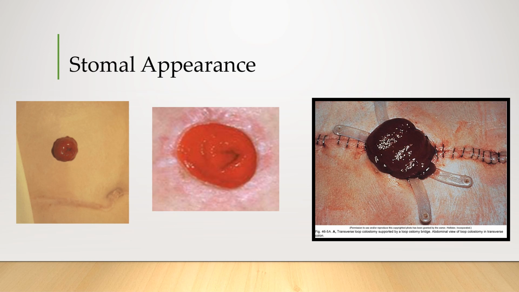Stomas can come in many different shapes and sizes depending on the patient's anatomy and where the stoma is located. Some stomas are flush with the skin and some protrude out of the skin. Despite all of these differences, there are some things that should never be different, and that would be the color. Stomas should always be a dark pink to beefy red and should always be moist.